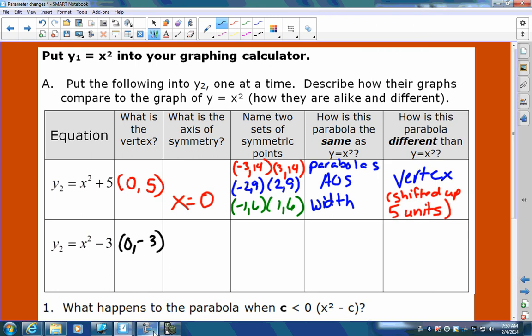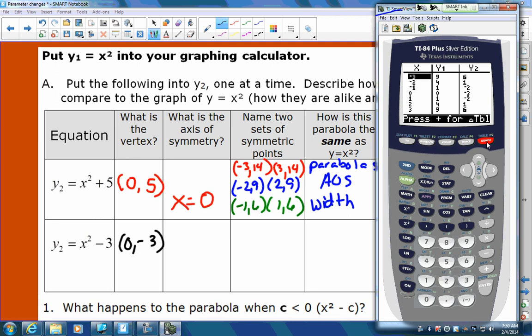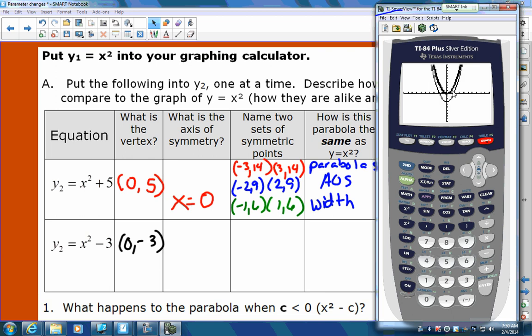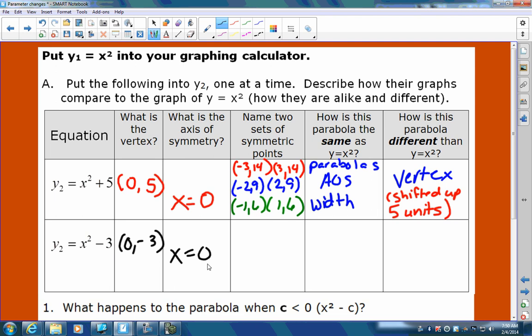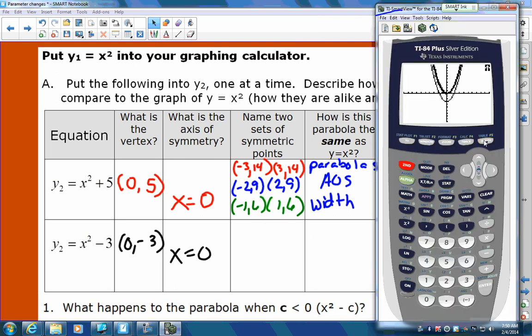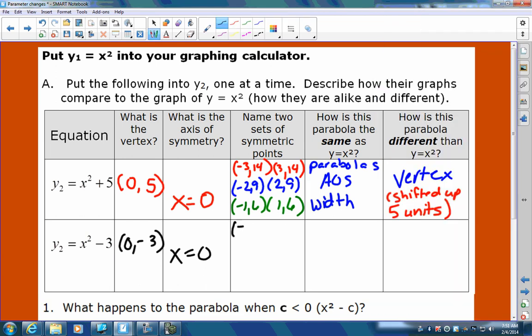The axis of symmetry is where you can fold that parabola in half, and it's the same on both sides. Remember, it's always x equals the x number of the vertex. So in this case, I have x equals 0. When you go back to look at the symmetric points, you're looking for points that have the same y values. So I have negative 3, 6, and 3, 6.